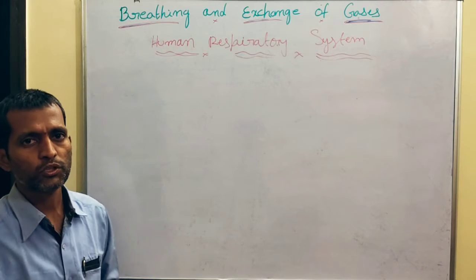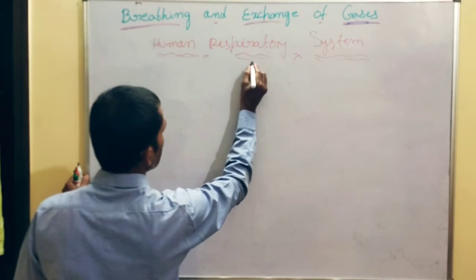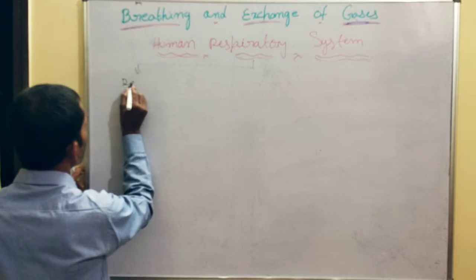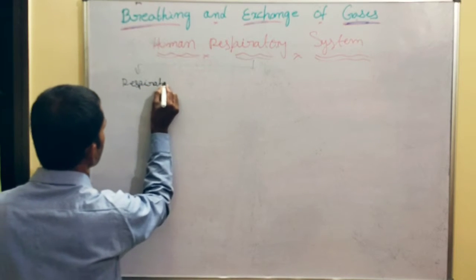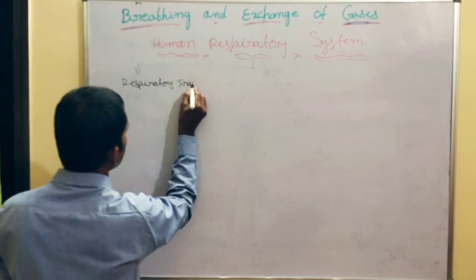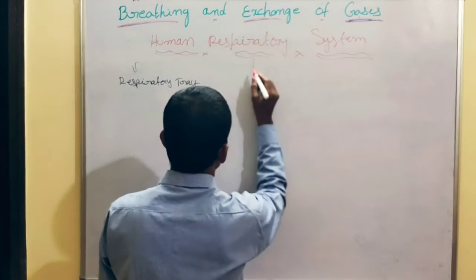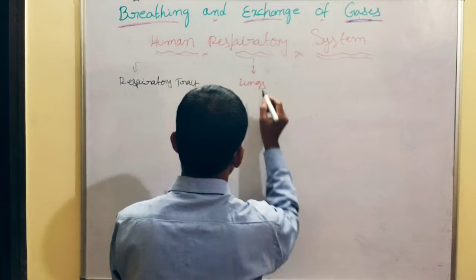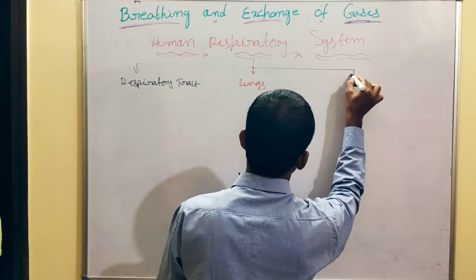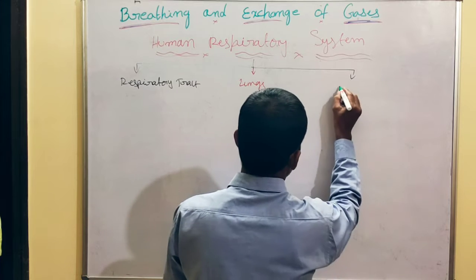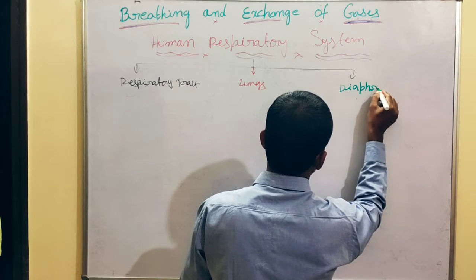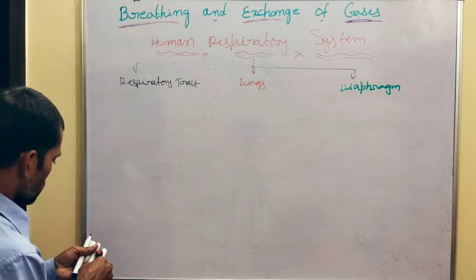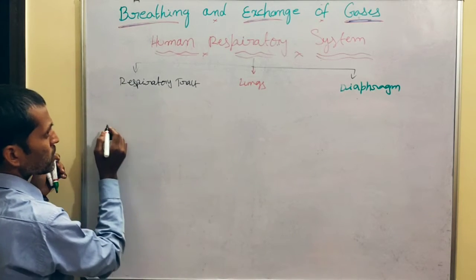In this video we discuss the human respiratory system. The human respiratory system mainly consists of the respiratory tract, another one is lungs, which are called respiratory organs, and the third one is the diaphragm. First we talk about the respiratory system, afterwards about lungs and diaphragm also.